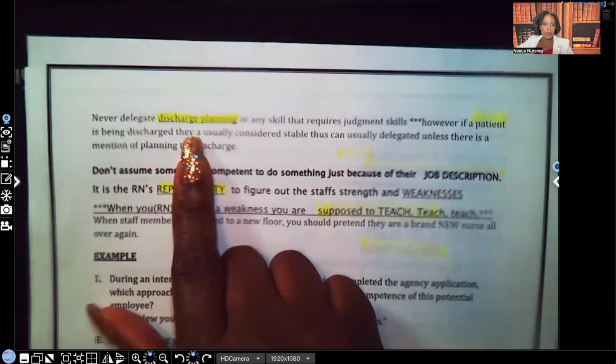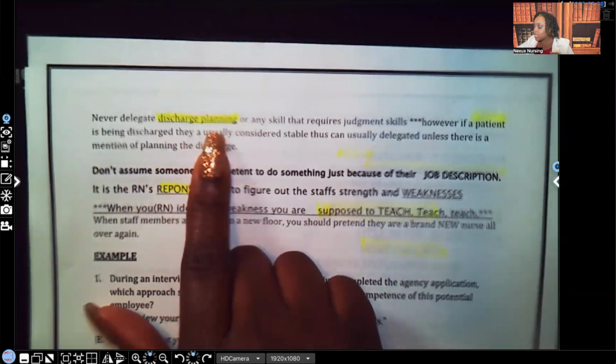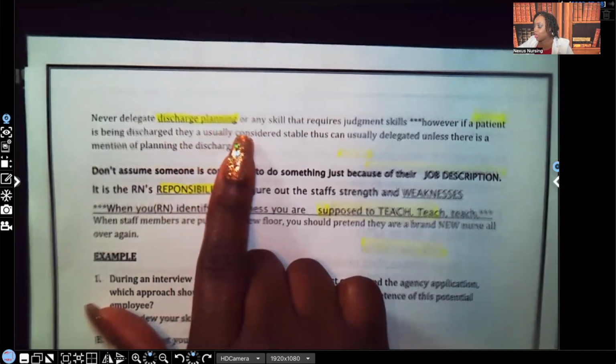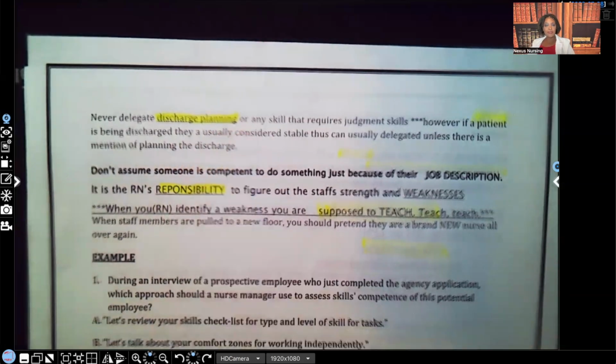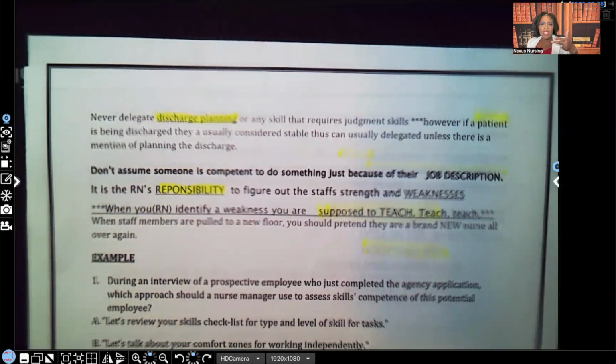Never delegate discharge planning or any skill that requires judgment skills. Why? If a patient's being discharged, they're going to require in-depth assessment before you let them go. They're going to require in-depth teaching before you let them go. They're going to require in-depth case management. And guess who has to do all this coordination of care?